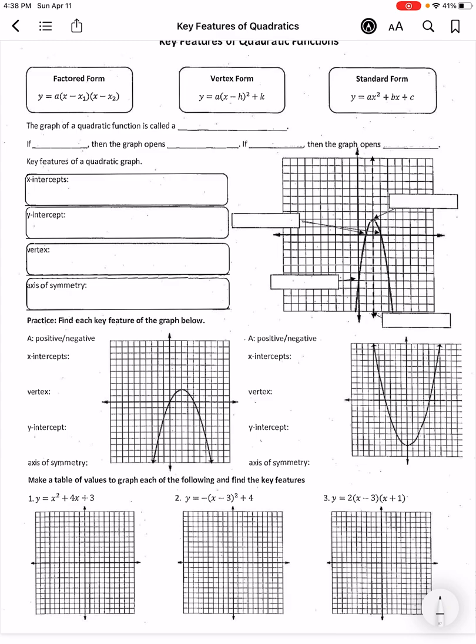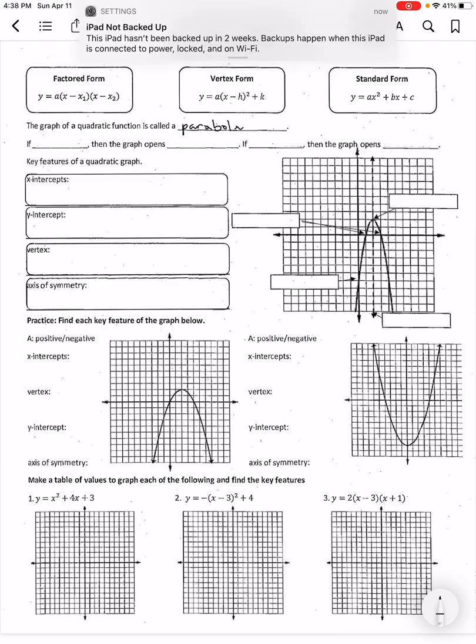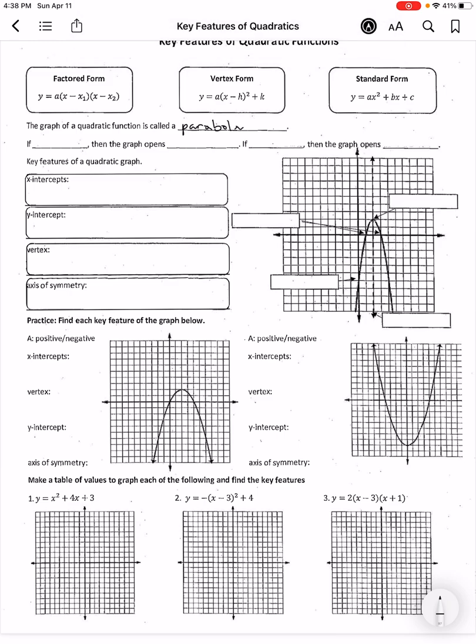Remember, that's that interesting shape that we see when we are graphing quadratics. It looks like sometimes a U or a V, but it's called a parabola. Okay, if the leading coefficient of our quadratic is positive, then the graph opens up. If my quadratic is negative, my graph opens down. Okay, and then we're going to look at a few key features of those.